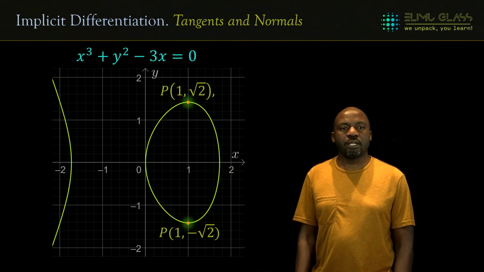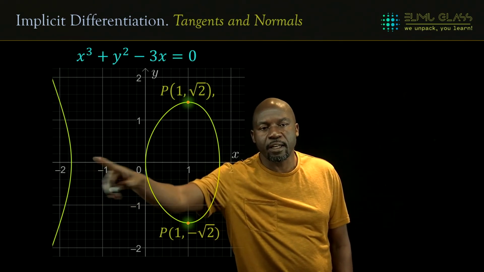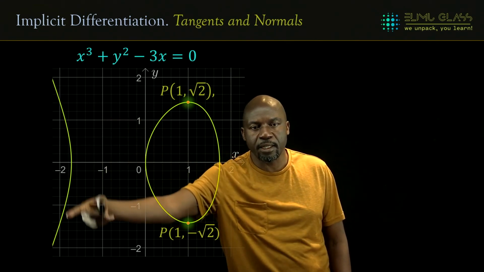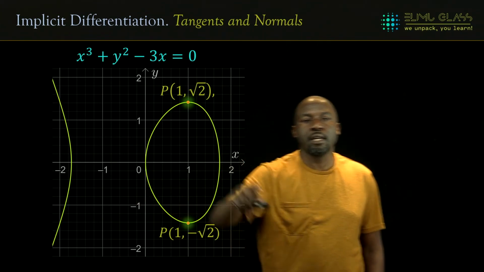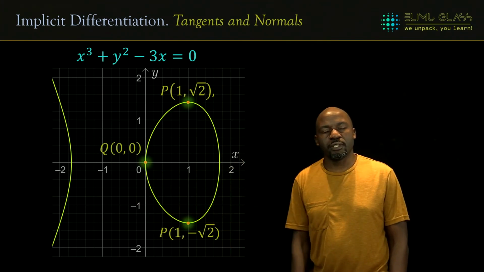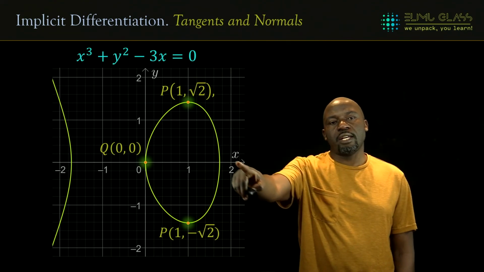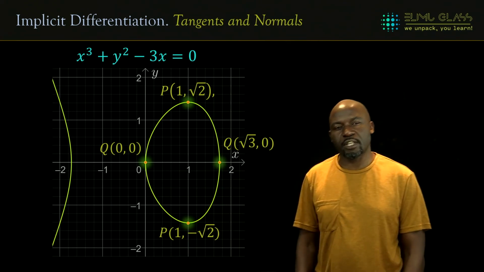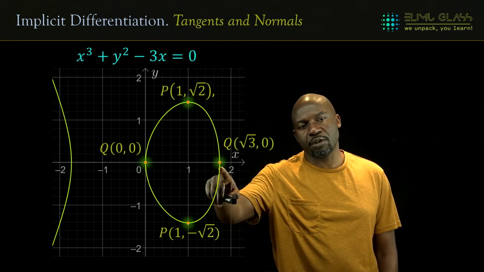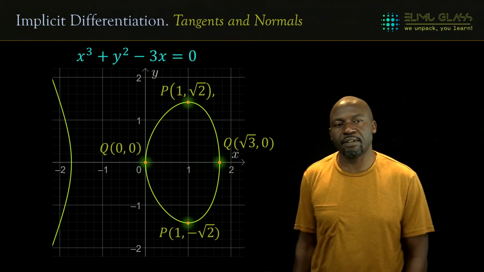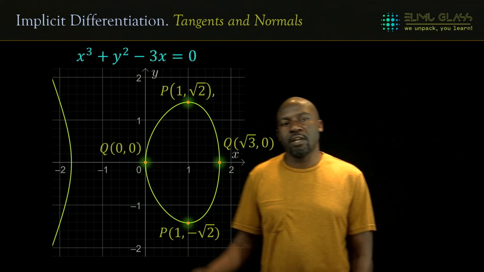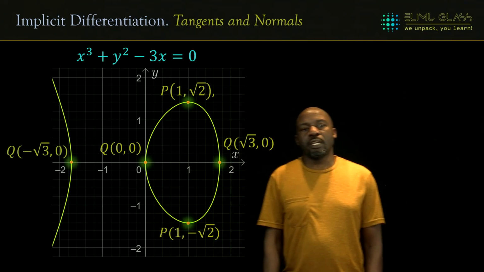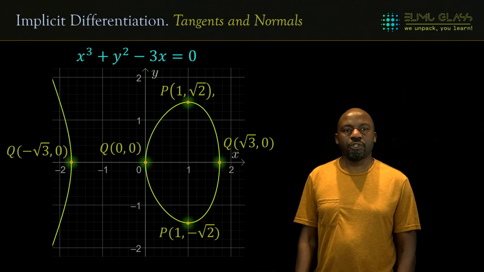And the values of Q must be these points here, where the tangent would be parallel to the y-axis. There are 3 of them. The first one is this one, which is 0, 0. Then we had root 3, 0. Root 3 is 1.732, so this is approximately 1.7 there. And the other one is negative root 3, 0. And so this is the solution to the function.